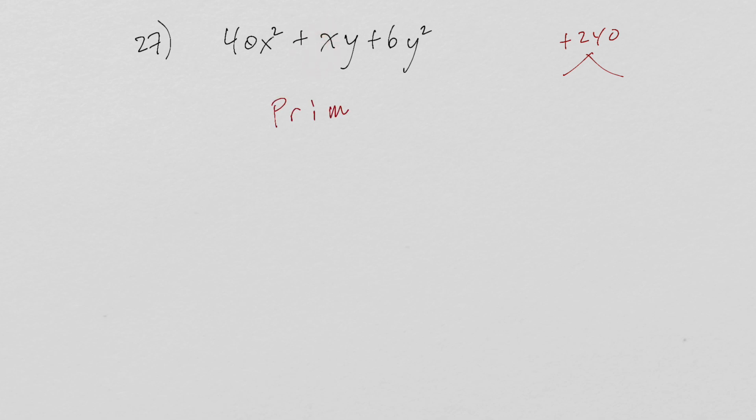Number 27. 40x squared plus 1xy plus 6y squared. So the product of these two outer things is a positive 240. I'm looking for factors of 240 that add up to 1. Well, there's not going to be two factors that add up to 1, so this is prime.